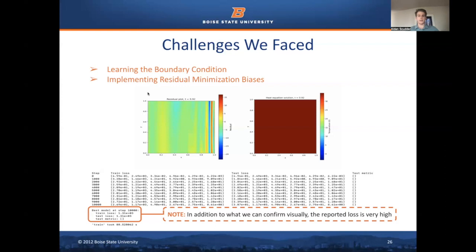Secondly, we faced a challenge implementing residual minimization biases. We found that the model sometimes converged on a local minimum that wasn't desirable. We had to experiment with adding bias to certain residuals to steer it in the right direction. The animations you see below are examples of what the network was predicting before both of these changes. As we can see from the results, these changes were key in getting the model to learn our problem.